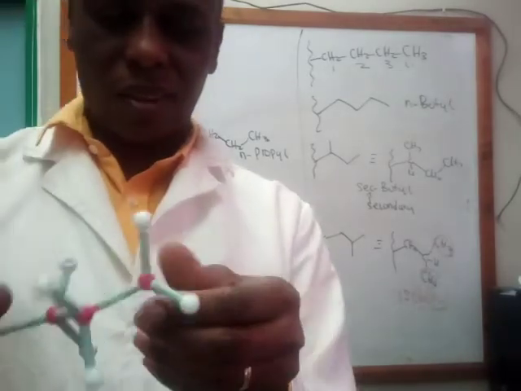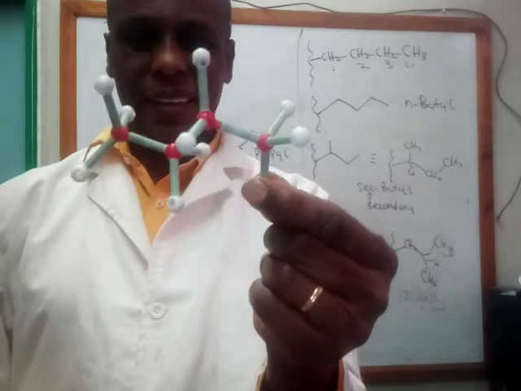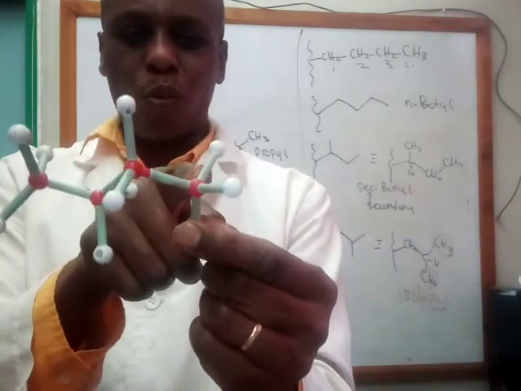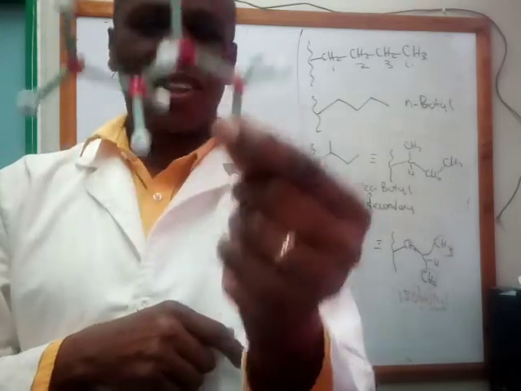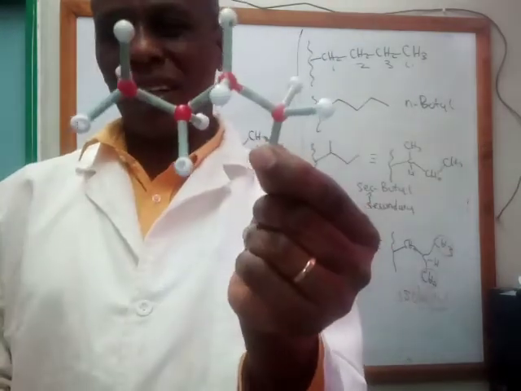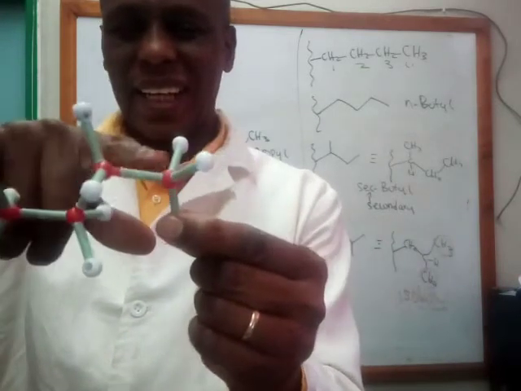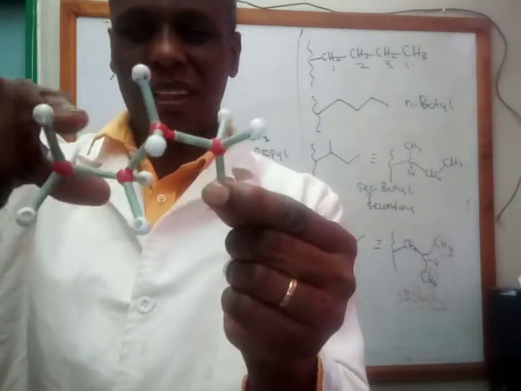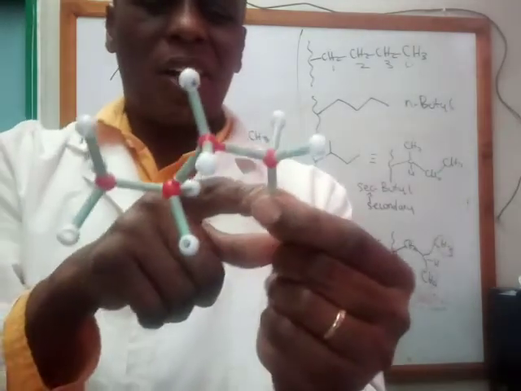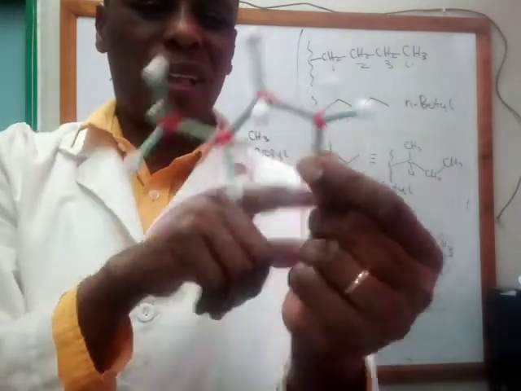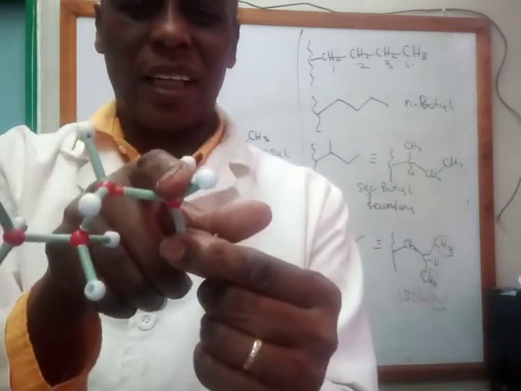Okay, so this is where the parent chain will be located, where I'm holding my hand. Now my substituent has got 1, 2, 3, 4. So this is what is called the normal butyl chain. It's just a straight chain, zigzag, yeah? The one which is joined to the parent chain has got two hydrogen atoms.